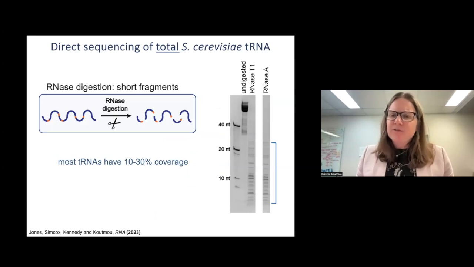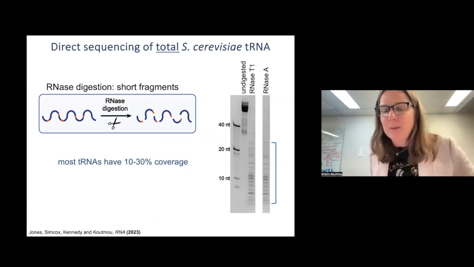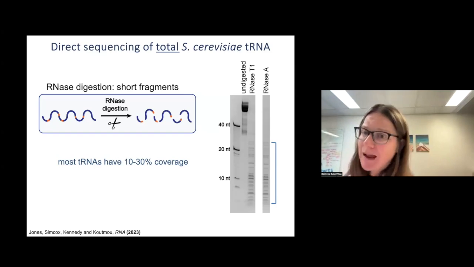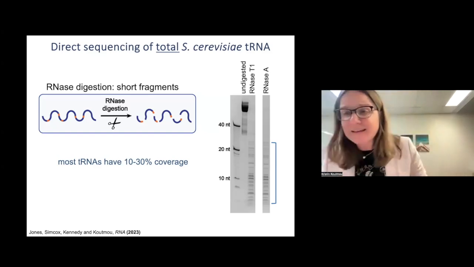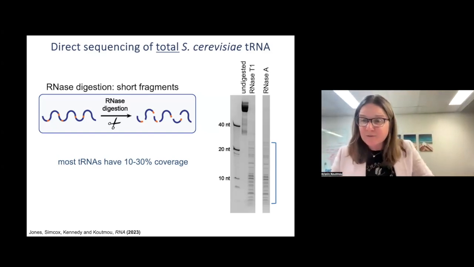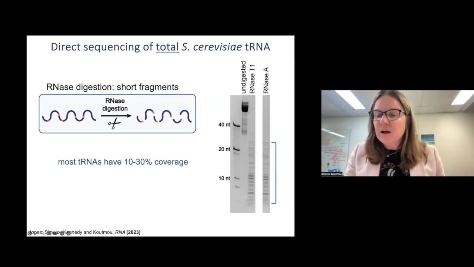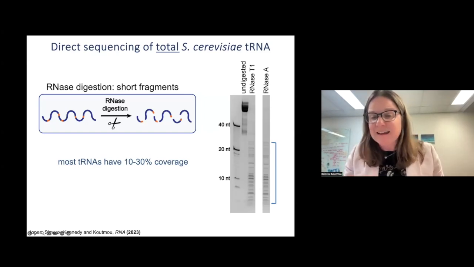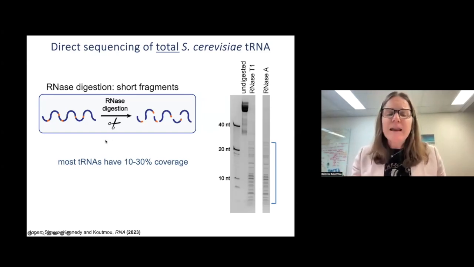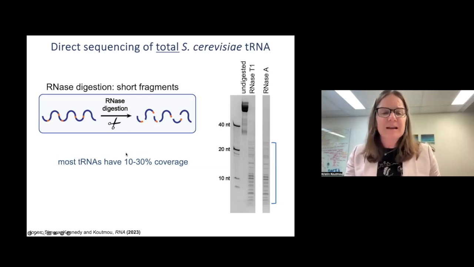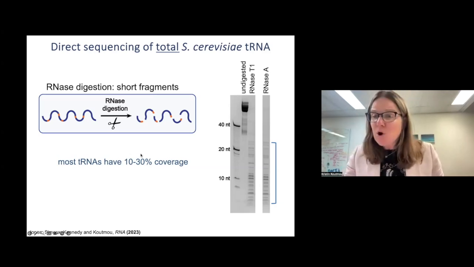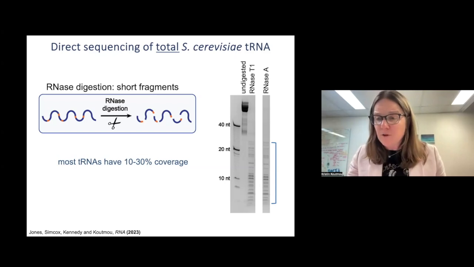And Josh tried this for a really long time. He spent a lot of time and effort chopping up tRNAs with limited digestions, which is what's generally done in the field, in order to get a ladder of different oligonucleotides that he could then sequence. When he did this, he could reproducibly get about 10 to 30% coverage, which is totally on par with what other people had seen when they were doing total tRNA sequencing.